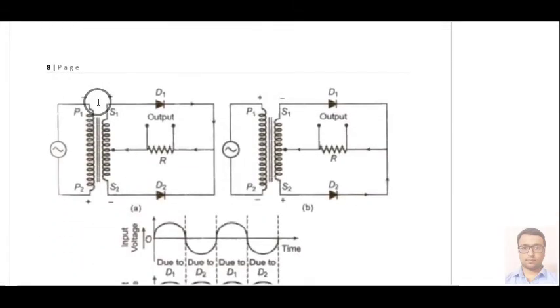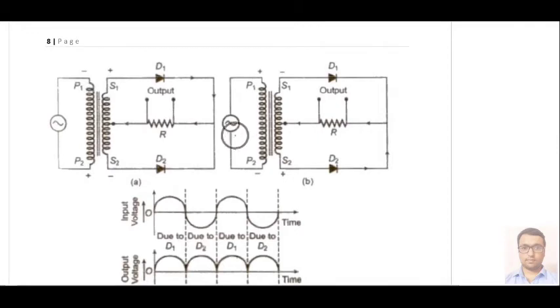Then we have the full wave rectifier. In a full wave rectifier we generally have two diodes, D1 and D2. The process is the same: in the first half cycle D1 will work and D2 will not work, but we will get some output voltage across R.